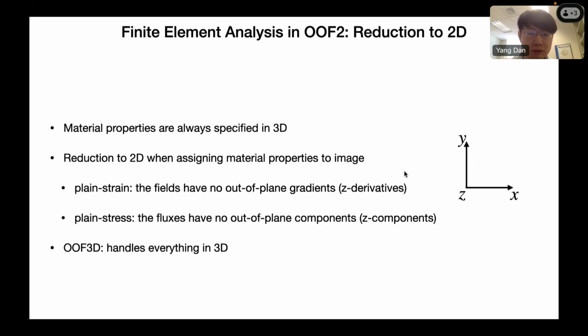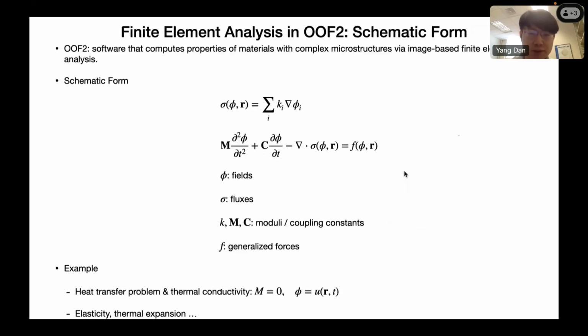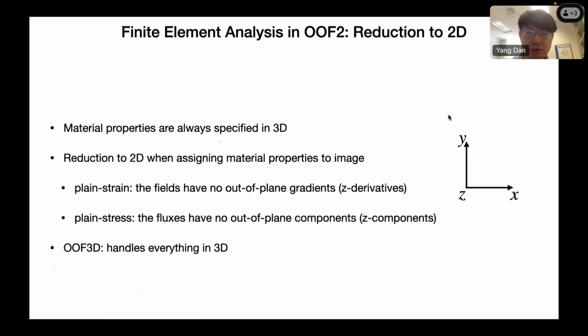I just mentioned that UIUC is doing finite element analysis based on images, so it needs to do the calculations in 2 dimensions. In this software, the material properties are always specified in 3D. So in order to reduce the problems to 2D, we need to do something here. We need to reduce the problem to 2D when we assign the material properties to the images that we are working on.